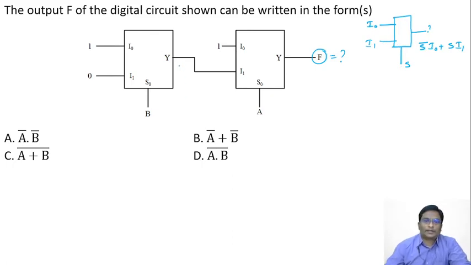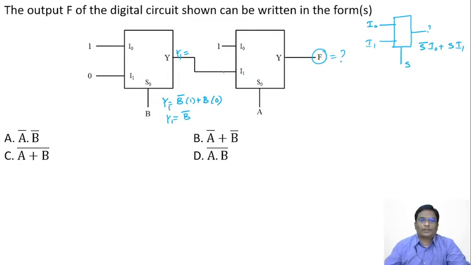Let us assume this is y1 here. What is y1? This low input is given as 1, and the high input is connected to ground. When the selection line is low, it is connected to this 1. When the selection line is high, it is connected to this low. Then this y1 is nothing but b bar into 1 plus b into 0. Anything into 0 is 0. So this is b bar, it's y1. The output of this one is given as the input to the next one. The input for this one is B bar.